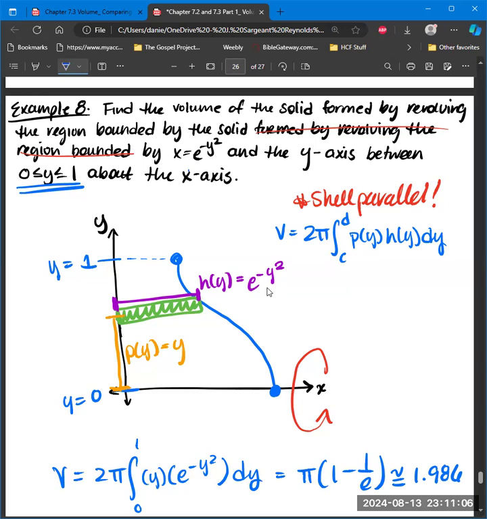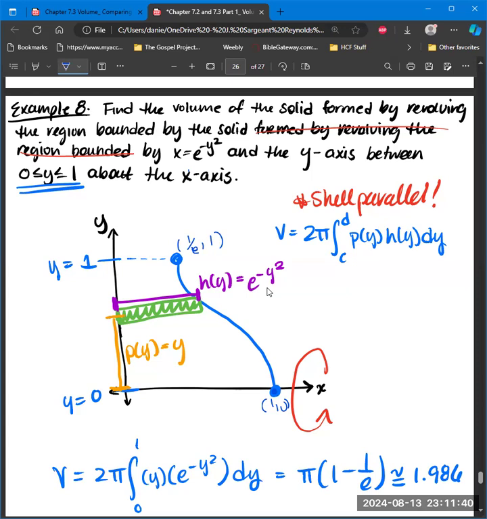So here's the picture of it. At y equals 0, this is going to be x equals 1 over here, so this is (1, 0). And at y equals 1, this is e to the negative 1, like so. It's right there, and we have this nice curve right here.